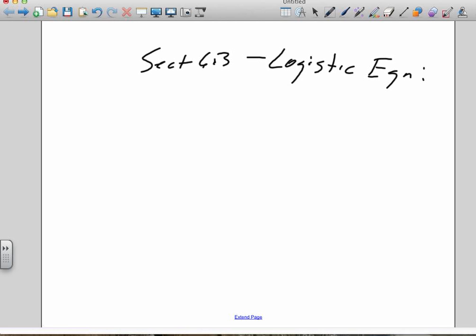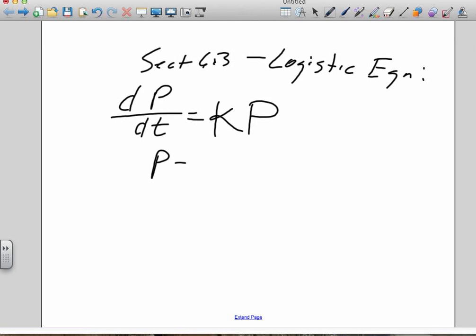Okay, now up to this point we've been solving differential equations which look like this. And they give us P is equal to our initial value times e to the kt, which is exponential growth or decay, depending upon whether it's going up or it's going down.